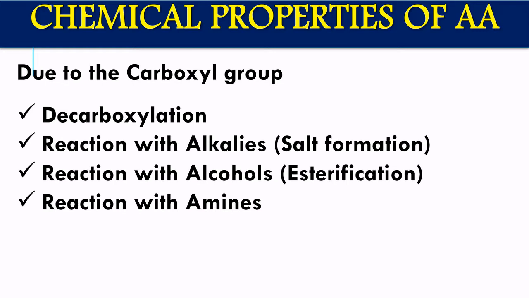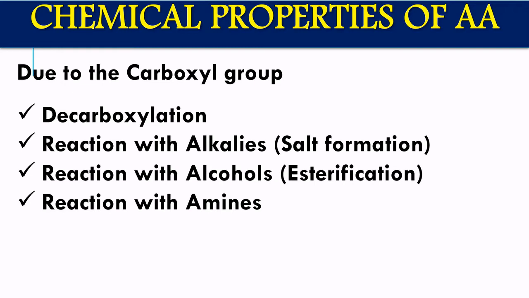The second type of reaction shown by the carboxy groups is that, because it is an acid group, it reacts with alkali and gives us a salt. The third kind of reaction is where acids react with alcohol and give us an ester, so that is called esterification. And the COOH group is also going to react with amines. So these are the four important reactions shown by carboxy groups.